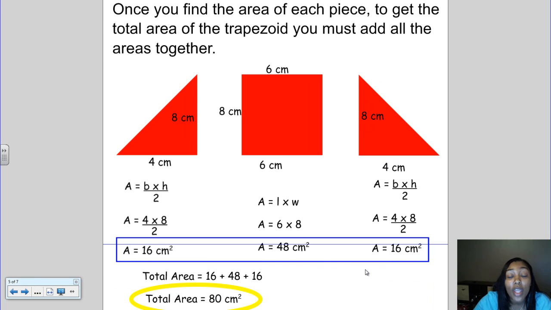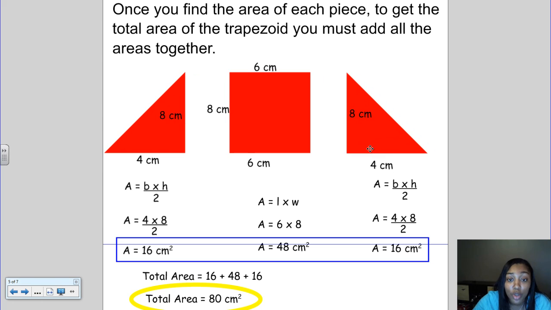Once you find the area of each piece, to get the total area of the trapezoid, you must add all the areas together. So I have to take each one of these areas and put them back together so that I can get the total area of the whole trapezoid. That means I have to take the 16 centimeters, add it to the 48 centimeters, and add that to the other 16 centimeters, which is going to give me a total area of 80 centimeters squared. What that means is that this trapezoid has an area of 80 centimeters squared.